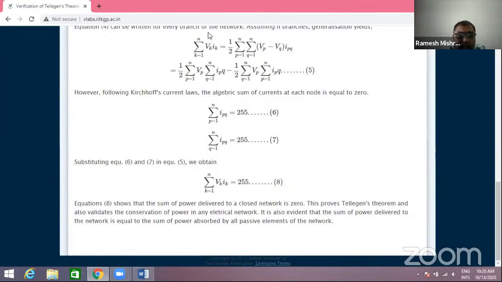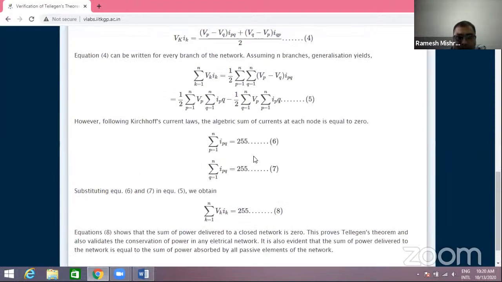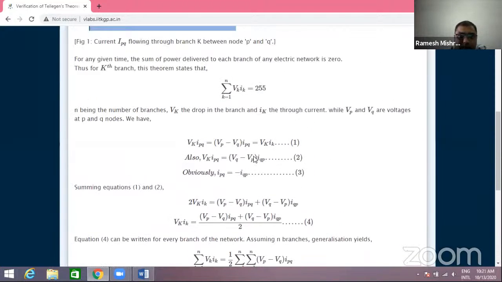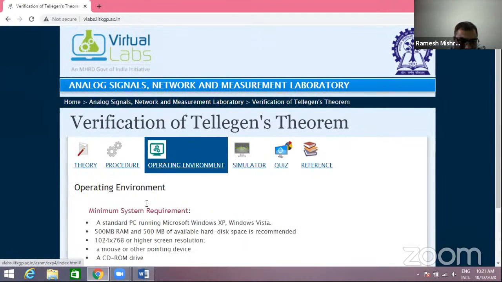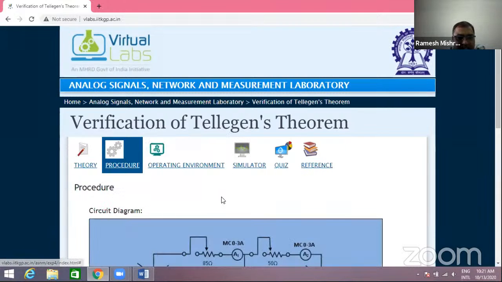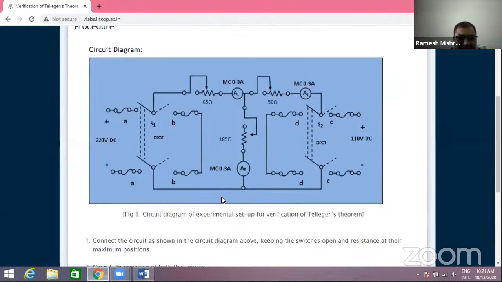Now, such a case we want to prove, we are going to solve here with the help of simulation. We can see here the operating environment, and here is the procedure. There are several resistances present in this circuit. There is one voltage source, 220 volt DC. Here one resistance is present, and one ammeter is present for calculating current. One resistance is also present there, and one ammeter is also present here for finding the value of current.